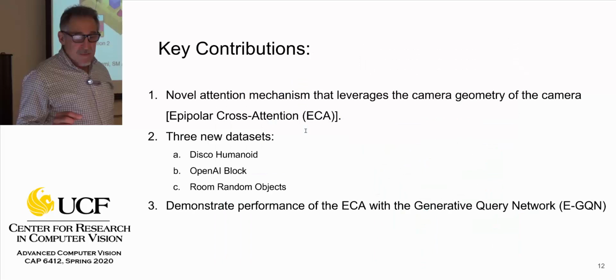So the key contributions of this effort are the novel attention mechanism that leverages camera geometry, and that's the epipolar cross attention; 3 new data sets: disco humanoid, OpenAI block, and random room objects. Additionally, we demonstrate that the performance of the new ECA combined with components of the GQN provides increased performance.